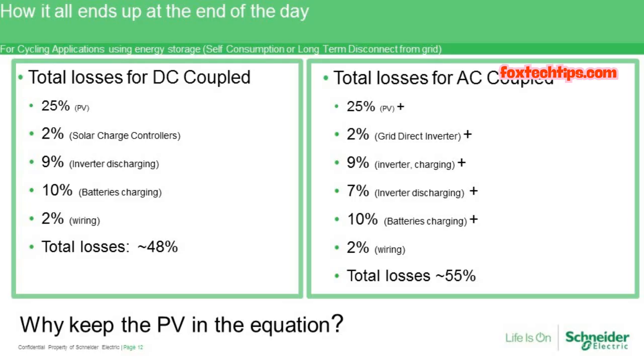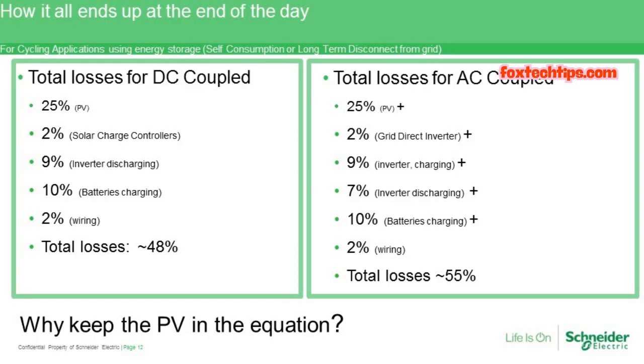So if we did do a Schneider MPPT80 charge controller along with the XW Plus, we'd take 25% for the PV, 2% for the solar charge controllers, and then 9% for the inverter making that conversion. So it doesn't matter if the inverter is discharging the batteries or just converting available DC power off of the array through the charge controller. We're going to lose about 9% there, maybe a little bit less, just depending on voltage.